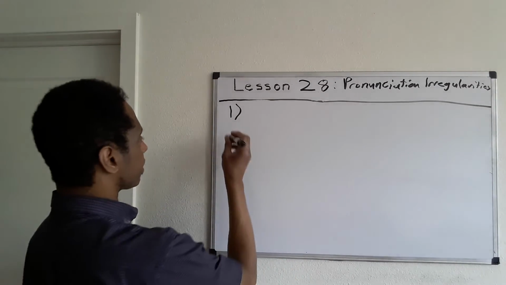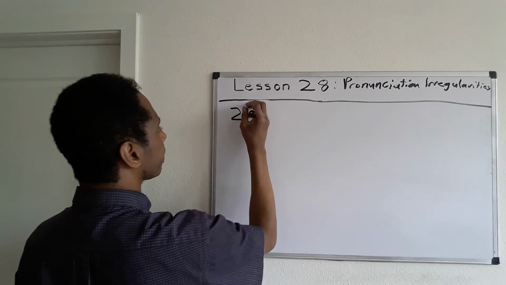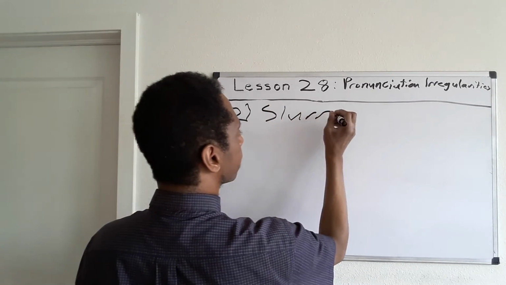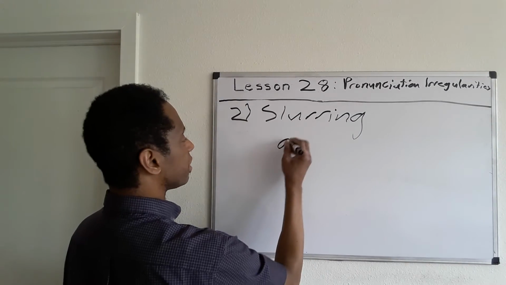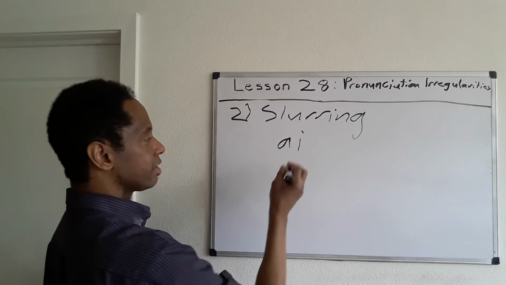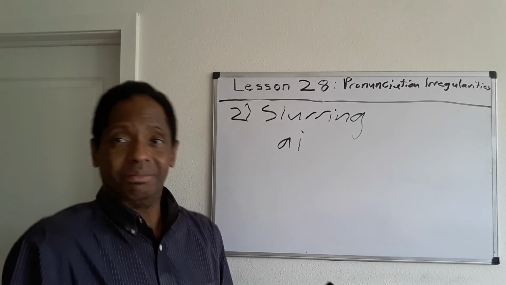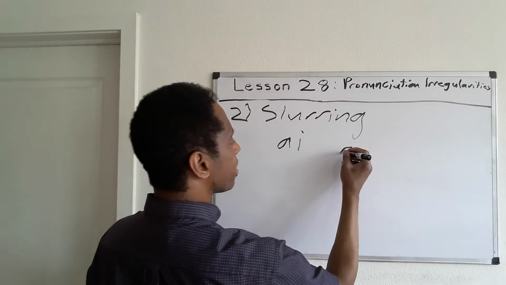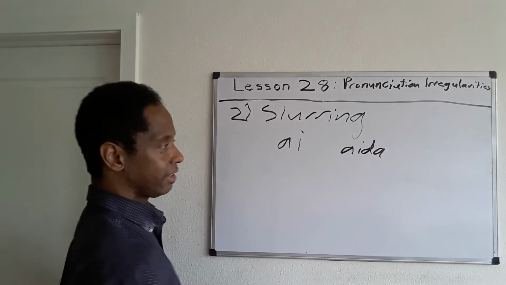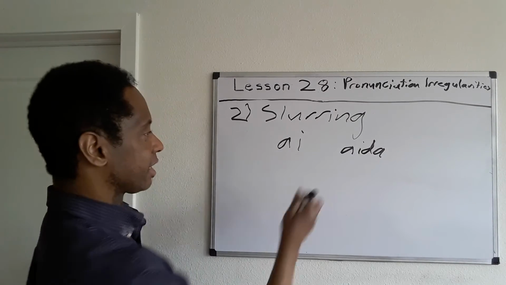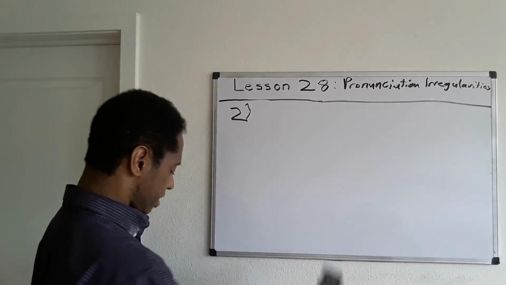Next irregularity we want to go over is slurring. Okay? I think every language does this. It's just a human thing. When you have like A and I, you don't say A-E. You say I. You just kind of go with the I. For example, the word Ida. You don't say Aida. You say Ida. You just kind of slur them together. So that's another irregularity.